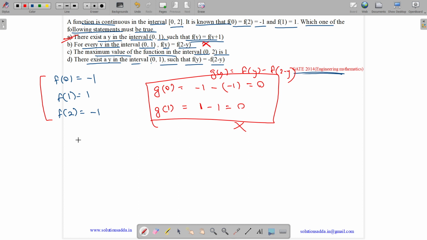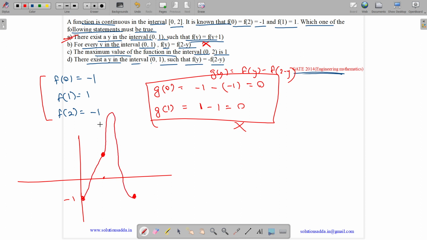For option C, it is saying the maximum value of the function in the interval [0, 2] is 1. So f(0) is minus 1, f(1) is 1 and f(2) is minus 1. Now it is possible that we can have the graph something like this. So in that, maximum value will be something more than 1. It can be something more than 1 also. There is no guarantee that it will always be less than 1. There is no guarantee that the graph will go like this only. It can go like that also. So option C is also false.